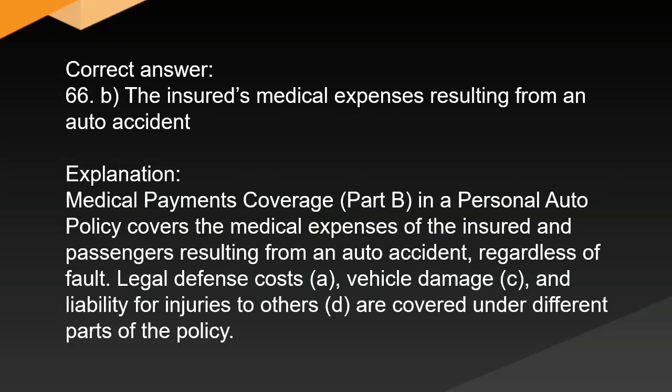Correct answer: B. The insured's medical expenses resulting from an auto accident. Explanation: Medical payments coverage, Part B, in a personal auto policy covers the medical expenses of the insured and passengers resulting from an auto accident, regardless of fault. Legal defense costs, A, vehicle damage, C, and liability for injuries to others, D, are covered under different parts of the policy.